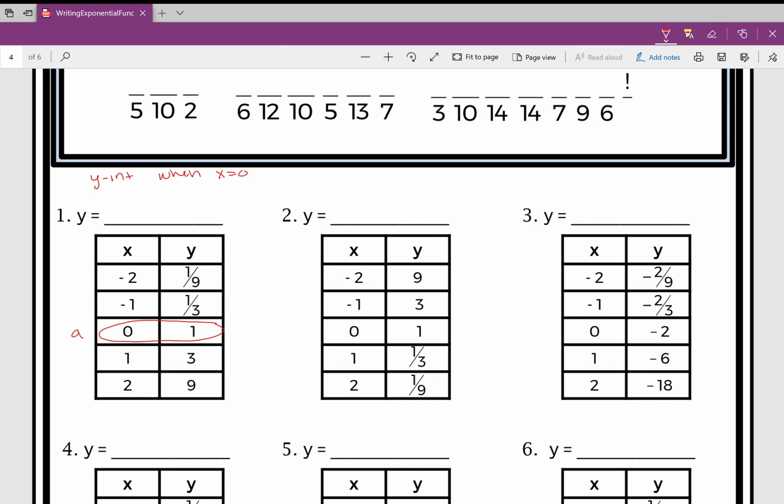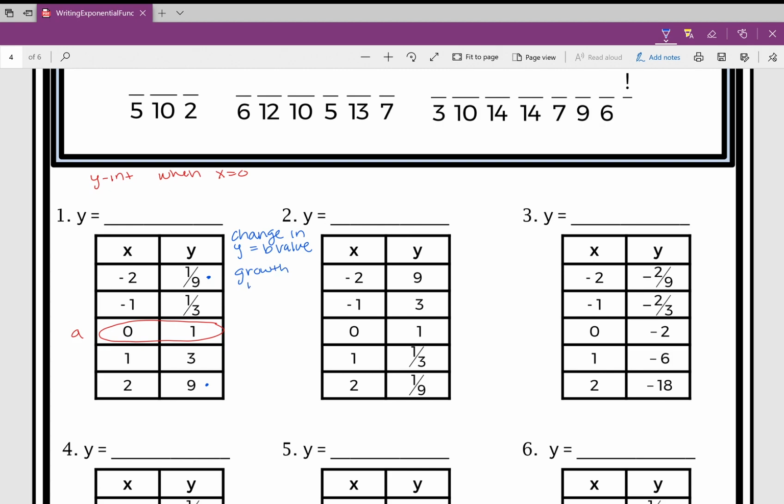Okay. Now what we need to do is find the change in y. So let me change my colors real quick. So the change in y is going to be our b value. So what I mean by change is we need to first see if, looking down the y's, the values are going up or if they're going down. So we can determine if it's a growth or decay. So if I look from 1/9 right here at the top to 9 at the bottom, it looks like it's going up. So this is a growth.